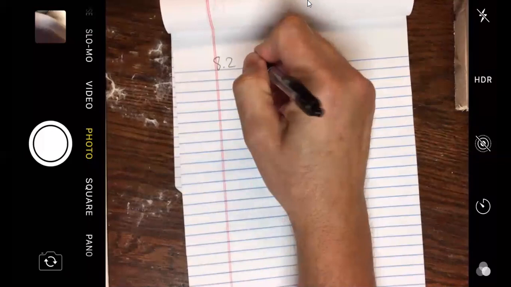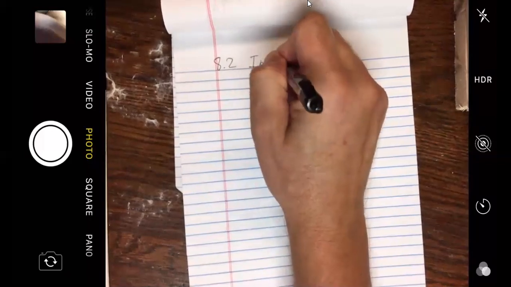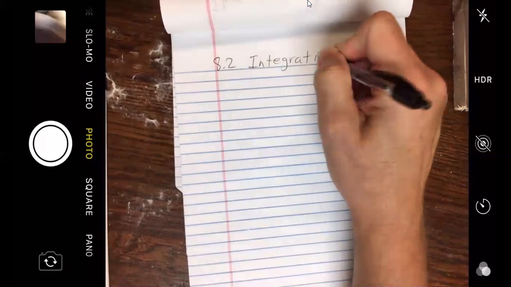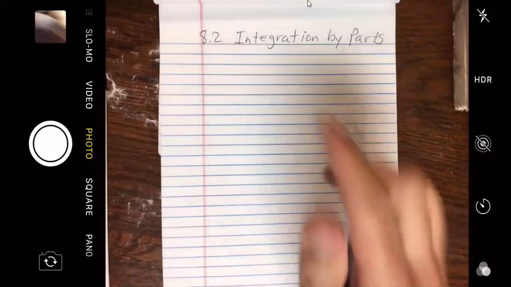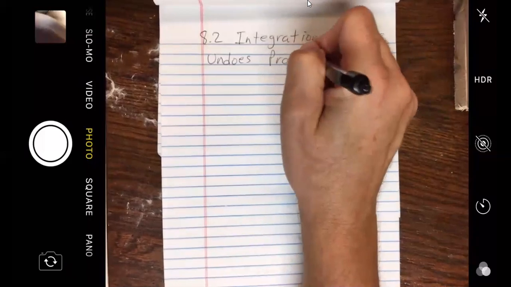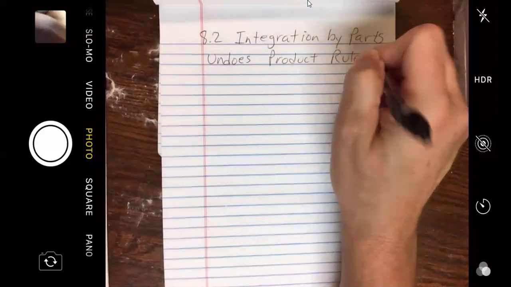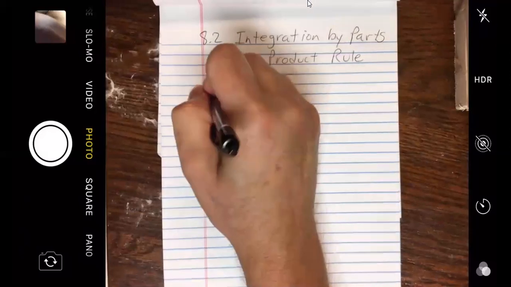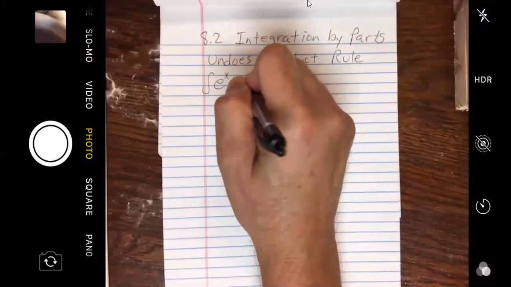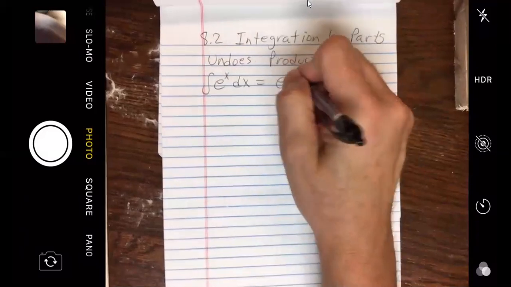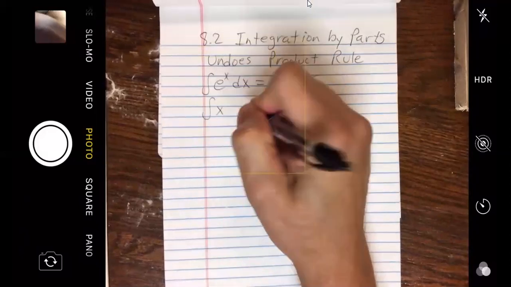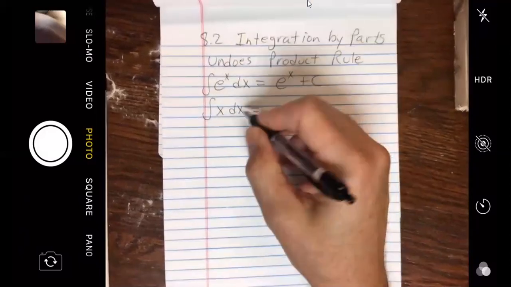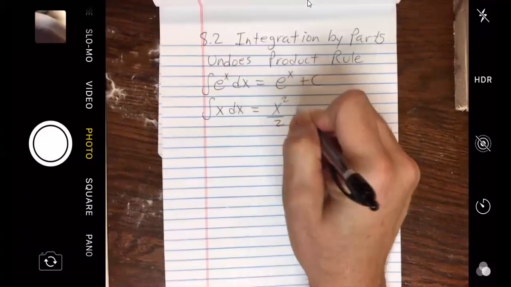8.2, integration by parts. All right, again, it undoes the product rule. In other words, you know what a straight e to the x looks like, right? Just to remind you some simple ones, the integral of e to the x is e to the x plus c. And you know what a straight x does. On a polynomial, you add 1 to the power, divide by that, plus c.